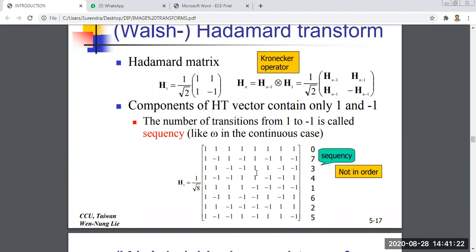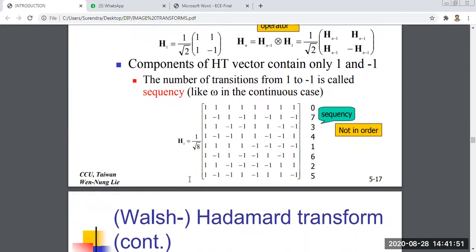So if you multiply this Hadamard matrix with your image, what is the image here? U of n. If you know the U of n matrix, the image matrix, and you multiply that with the Hadamard matrix, you will get V. What is V? V is nothing but the output image. So V equals H into U. U is the input image, H is the Hadamard transform matrix, and V is the output image.